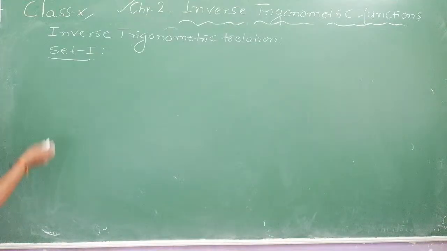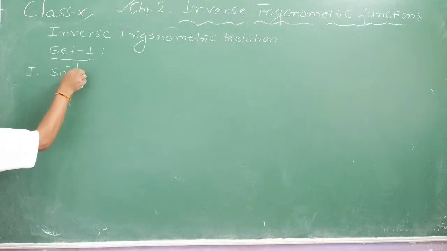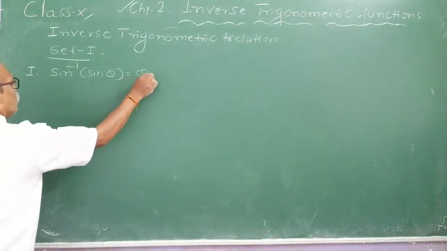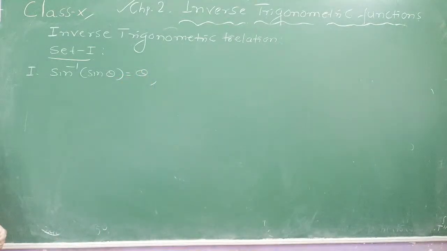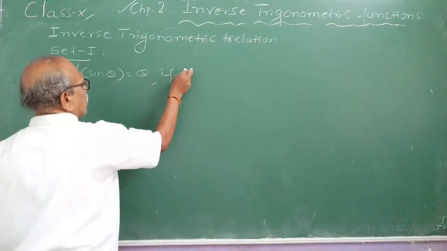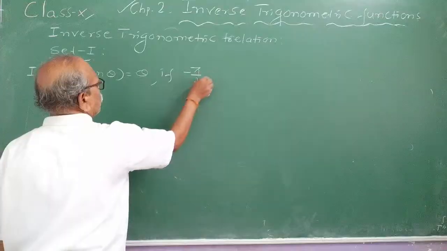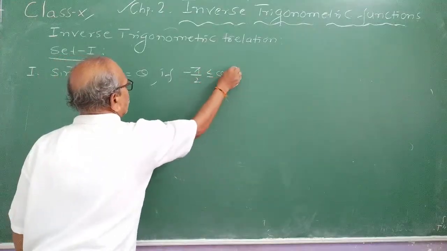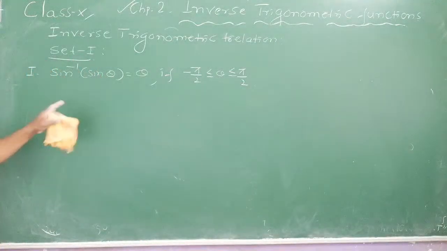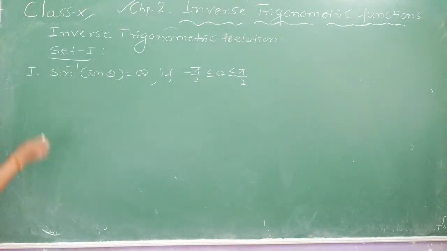Sine inverse of sine theta is equal to theta if and only if theta lies between minus pi by 2 is less than or equal to theta, theta is less than or equal to pi by 2. Let us prove this result. Identity proof. How can you prove this?